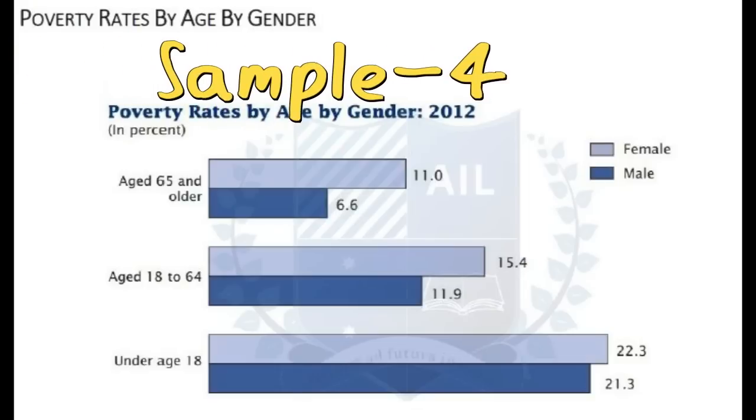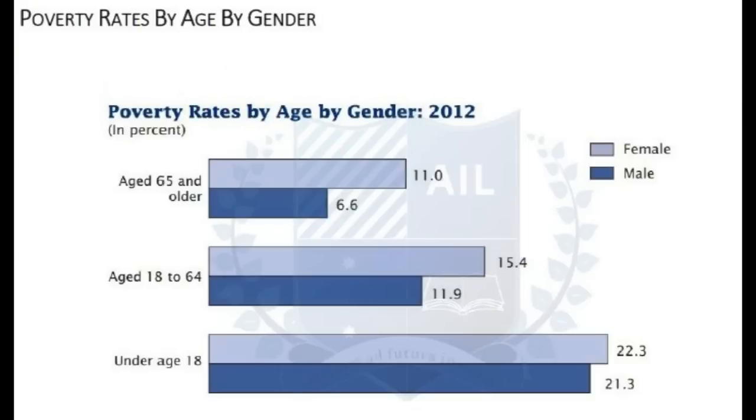The graph here shows a comparison of poverty rates according to different ages in two different genders, male and female, in 2012. Interestingly, the elderly people aged 65 and older had the lowest rate of poverty at 11% for female and 6.6% for male. While for the youngest group, which is 18, the poverty level was the highest. For female it was 22.3%, and for male it was 21.3%. On the other hand, the age group from 18 to 64 had moderate level of poverty, 15.4% and 11.9%.